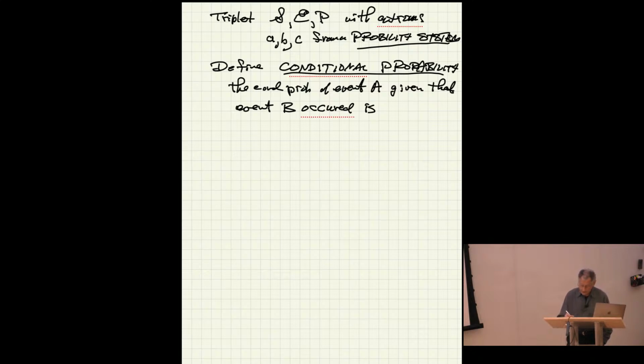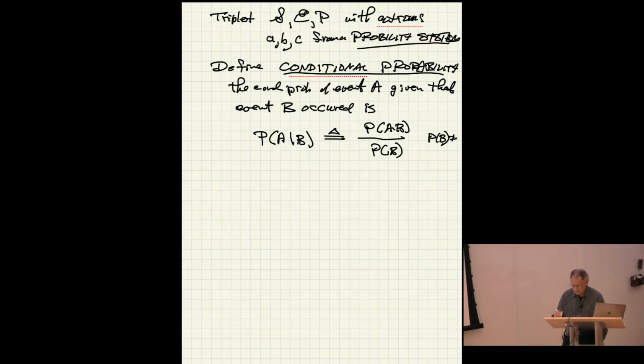is the following. The probability notation of event A given that B occurred, where the vertical sign means given, is defined as follows. Defined as the probability of the joint event A and B over the probability of the condition, P of B, assuming that P of B is not 0. Otherwise, that's not defined. So what that means is the following.